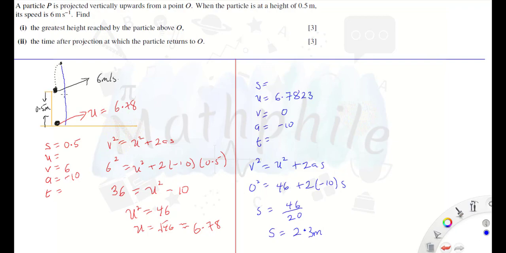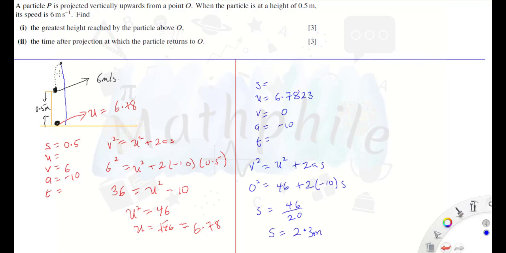You could have set up the question like a type 1 question where it's being projected from this level. In this case, the initial velocity over there is 6 meters per second, and at the maximum height the velocity is 0. Then after getting the distance, you would have added it to the 0.5. Are you getting me?